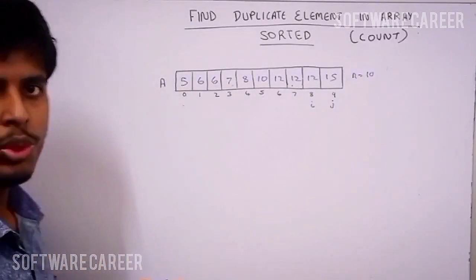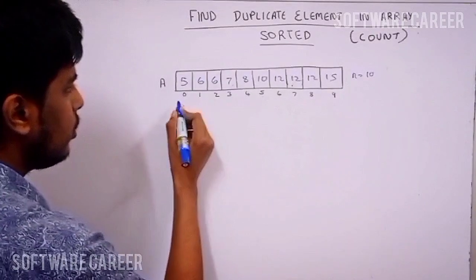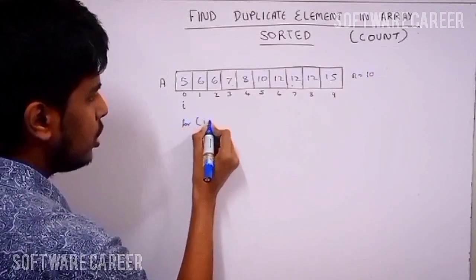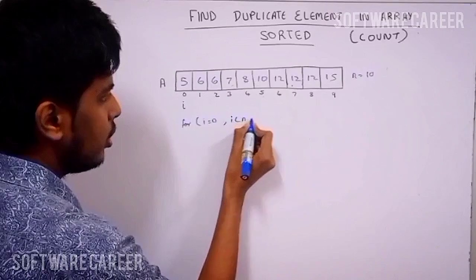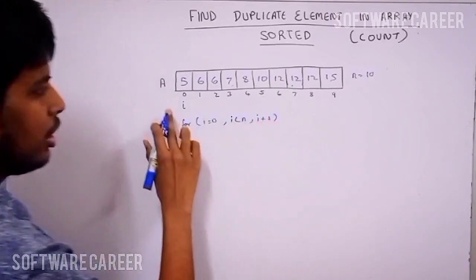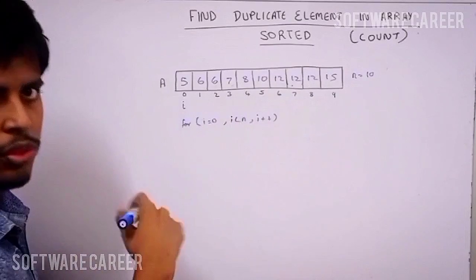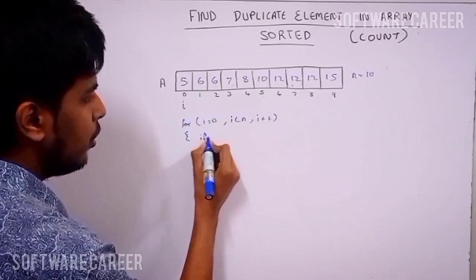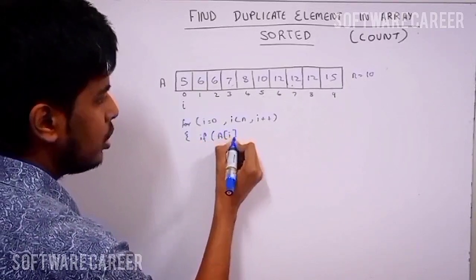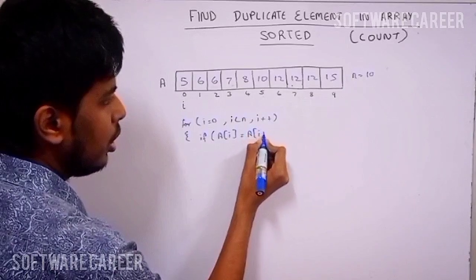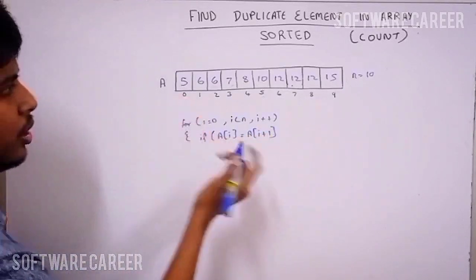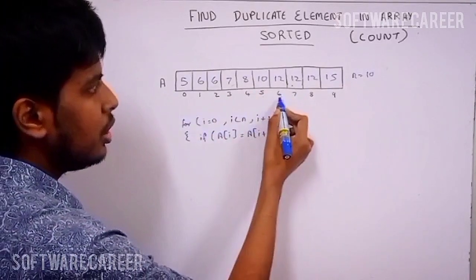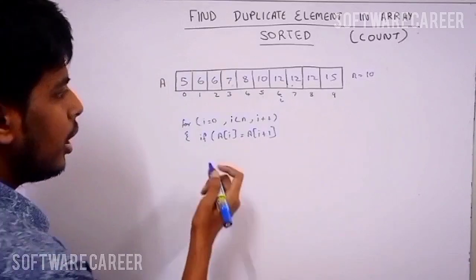Now let's write the code for how to find this. Now I is pointing at the start. For I equals 0, I less than n, I plus plus. This is for moving from index 0 to 9, checking whether any duplicate element is present. Now I am writing the condition: if a of I equals a of I plus 1. Suppose I found it at the 6th position. Now a of 6 equals a of 7, both are 12. Then I should write this.